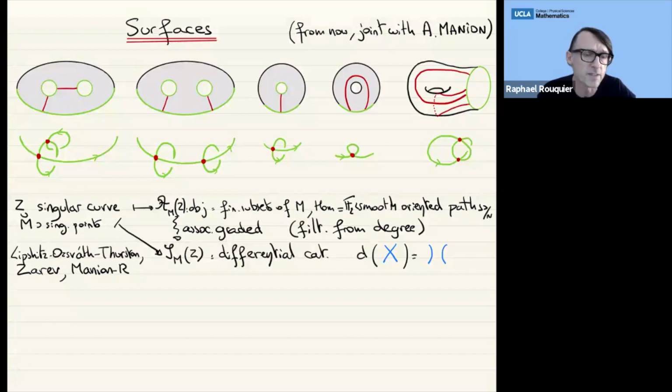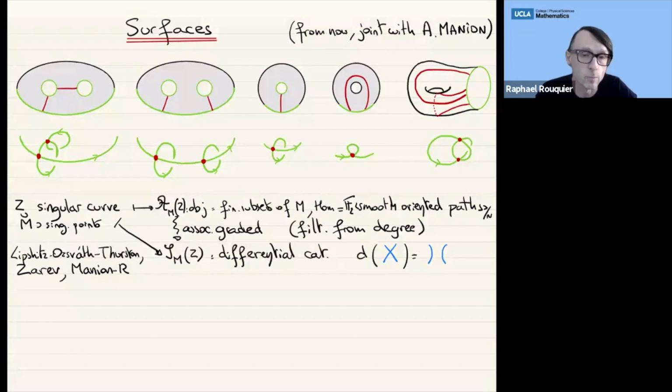So a singular curve is something that need not even be oriented. It could have paths that are unoriented. You'll see why it's useful. And so this differential category, as was proven by Ozsváth and Lekili-Polishchuk, has gradings. Gradings are rather subtle. The filtration is not the degree number.